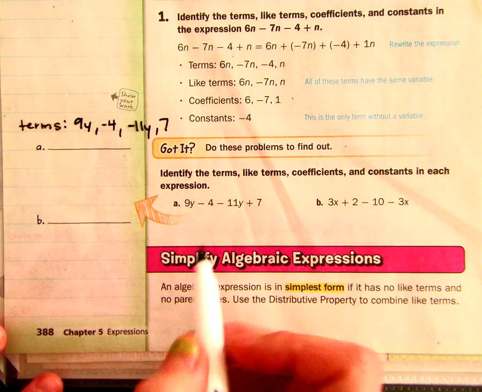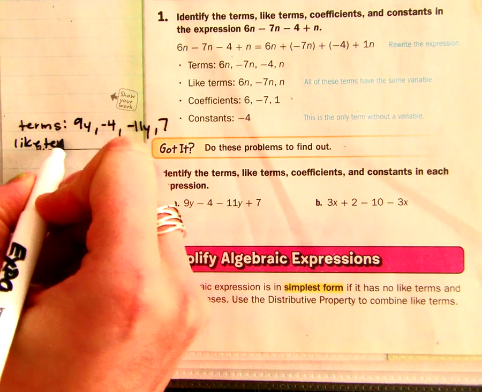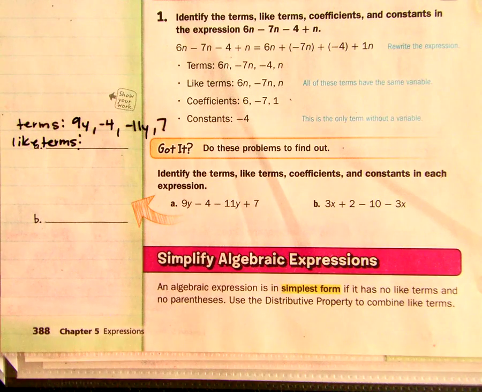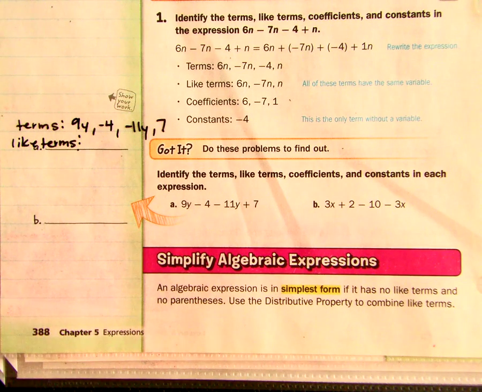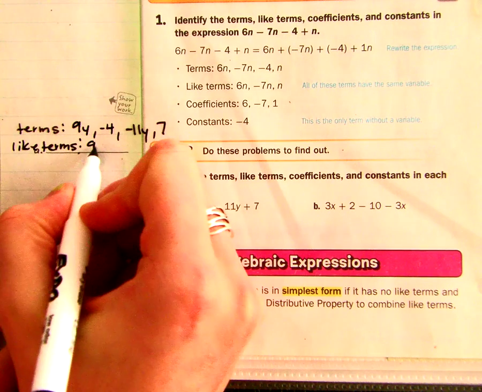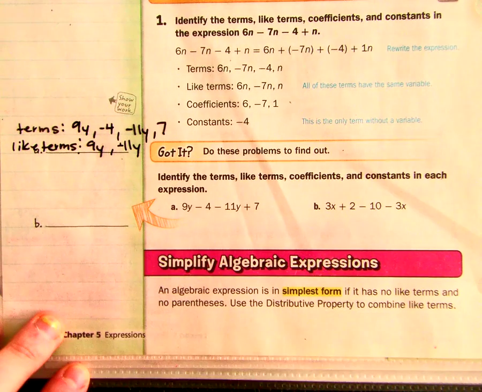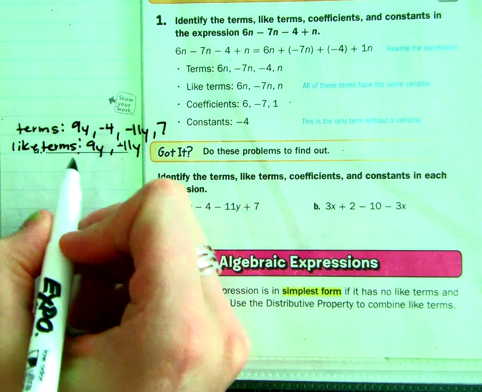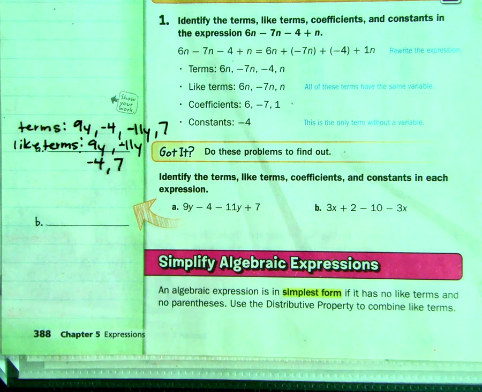Okay, next we're going to determine our like terms. As we recall above, like terms contain the same variable to the same power. So we need to make sure our variable is the same and it's to the same power. In letter A, our like terms would be 9y and negative 11y, because they both have a y to the first power. Another set of like terms would be negative 4 and 7. They are both constants, which are also like terms.